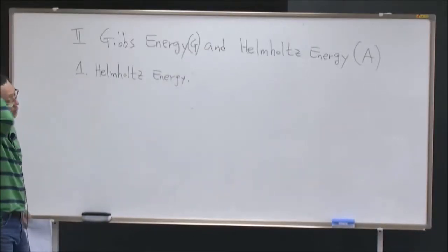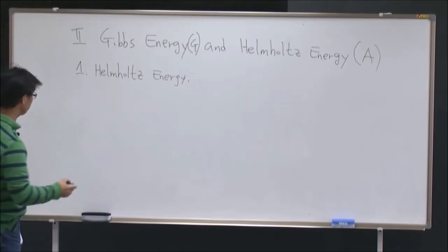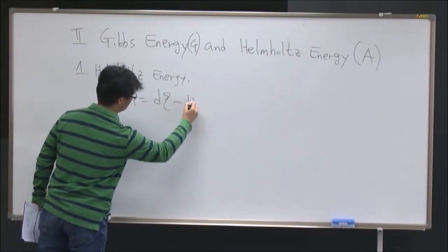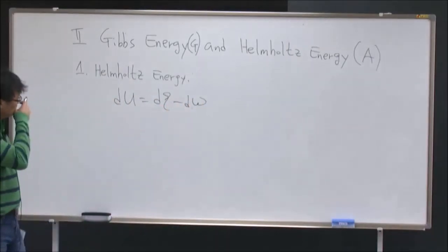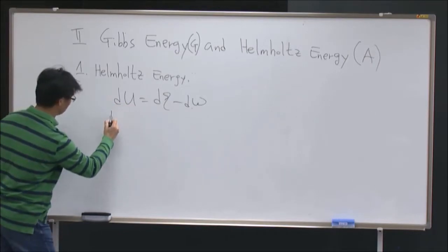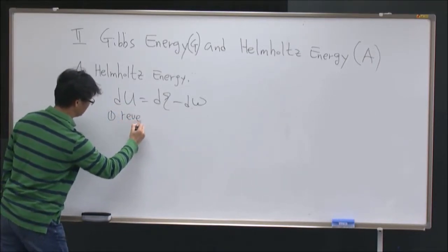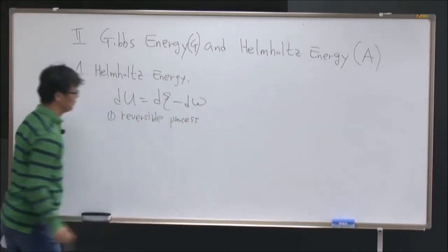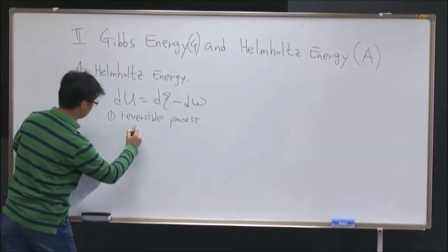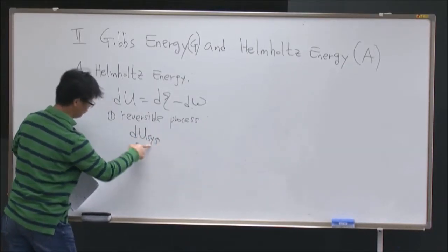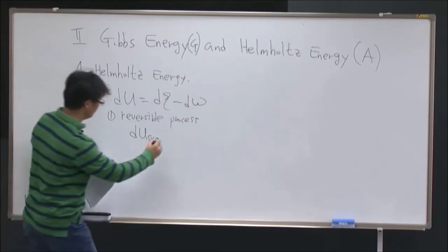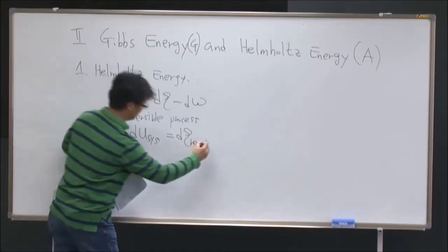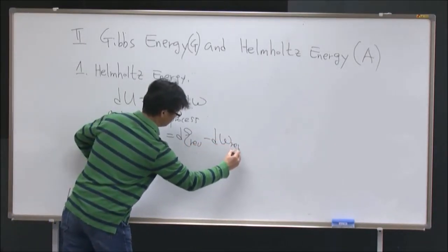So Helmholtz energy starts from the internal energy, U. Let's take, for example, a reversible process. So it means dU of the system is equal to dq reversible minus dw reversible.